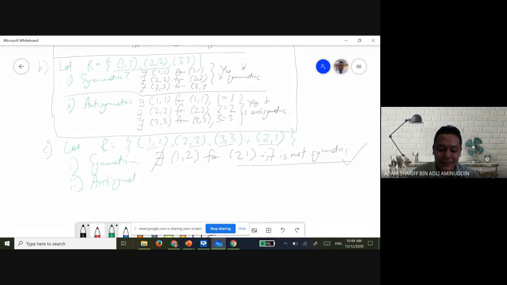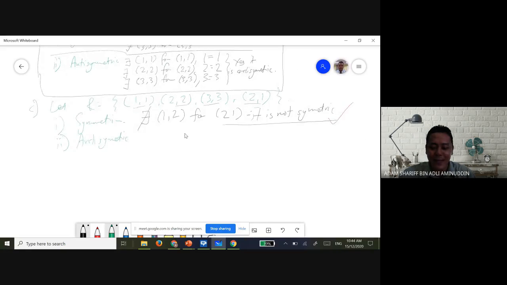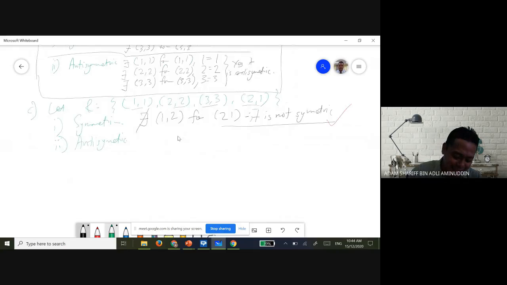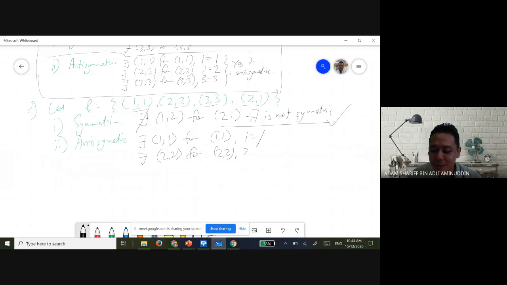Antisymmetric pula. Ni careful. Ini saya kena ulang pelan-pelan. Okay, 1, 1. There exists 1, 1 for 1, 1. Sama lah, 1 equals 1. There exists 2, 2 for 2, 2. 2 equals 2. There exists 3, 3 for 3, 3. 3 equals 3. Sampai yang kat last ni.